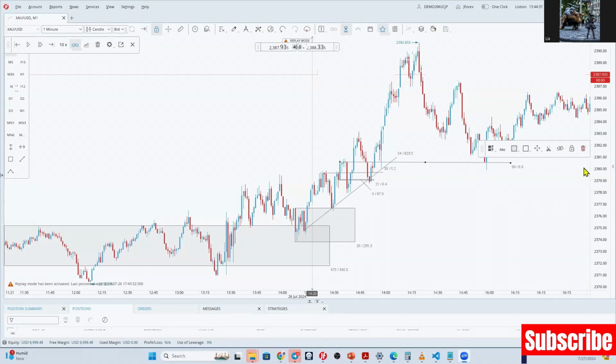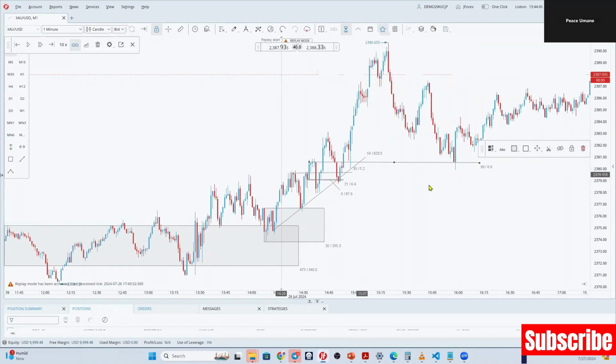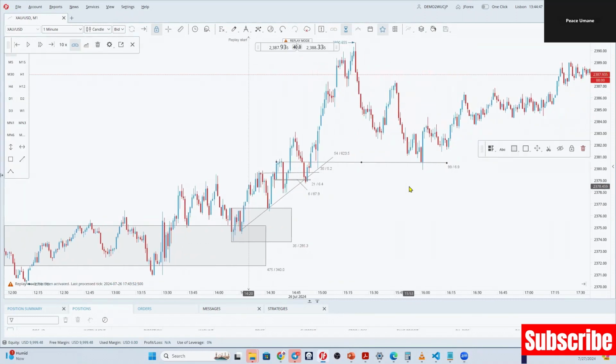Yes, sir. Yeah, go on. When we draw the support level for this example, are we supposed to use a line, like just a single line, or should it be a zone from the high of the candle to the close of the bullish candle?